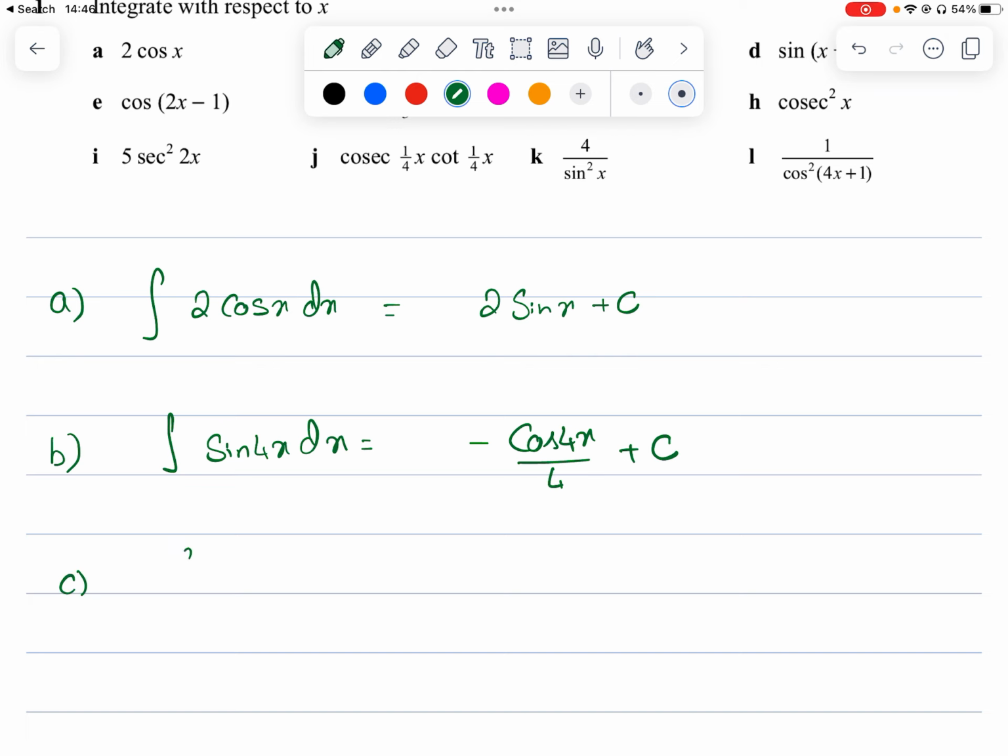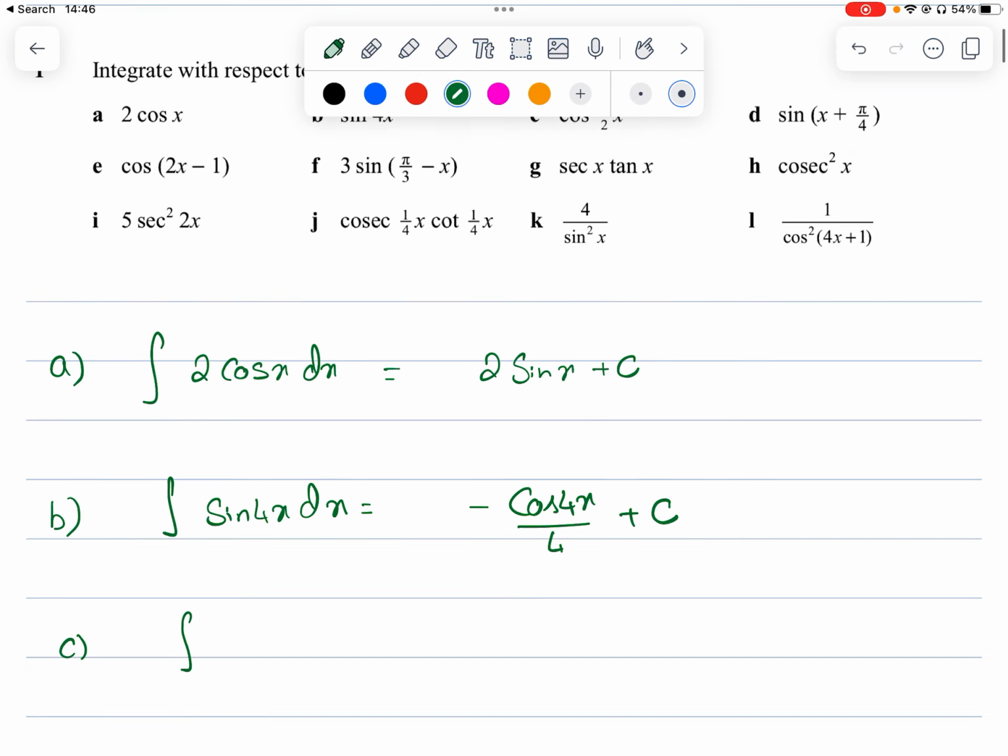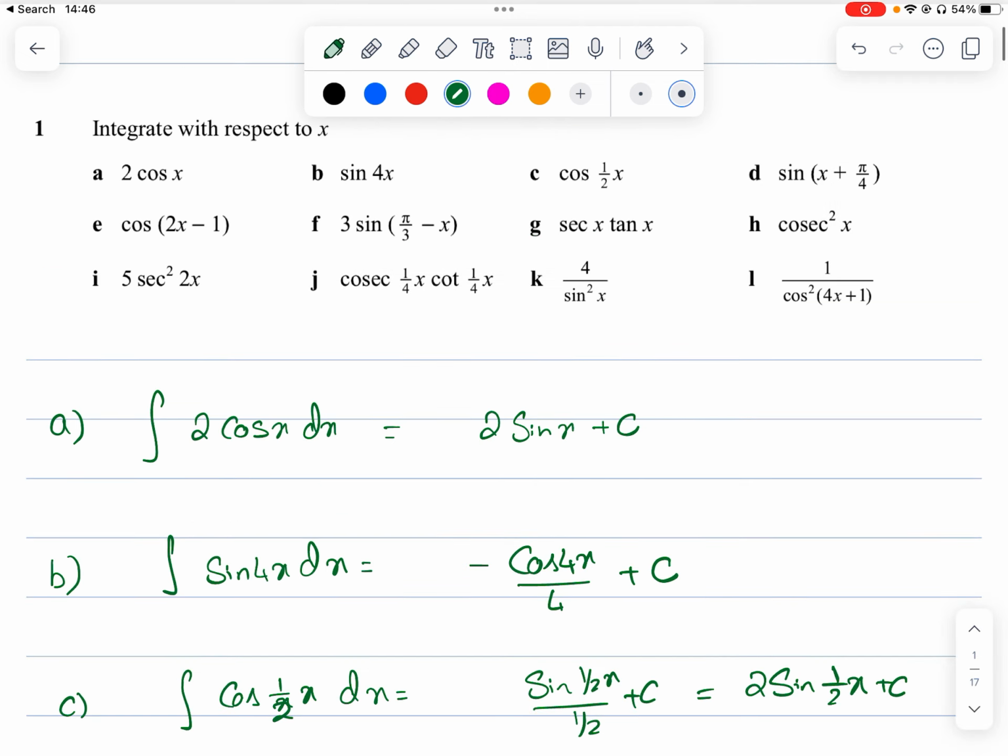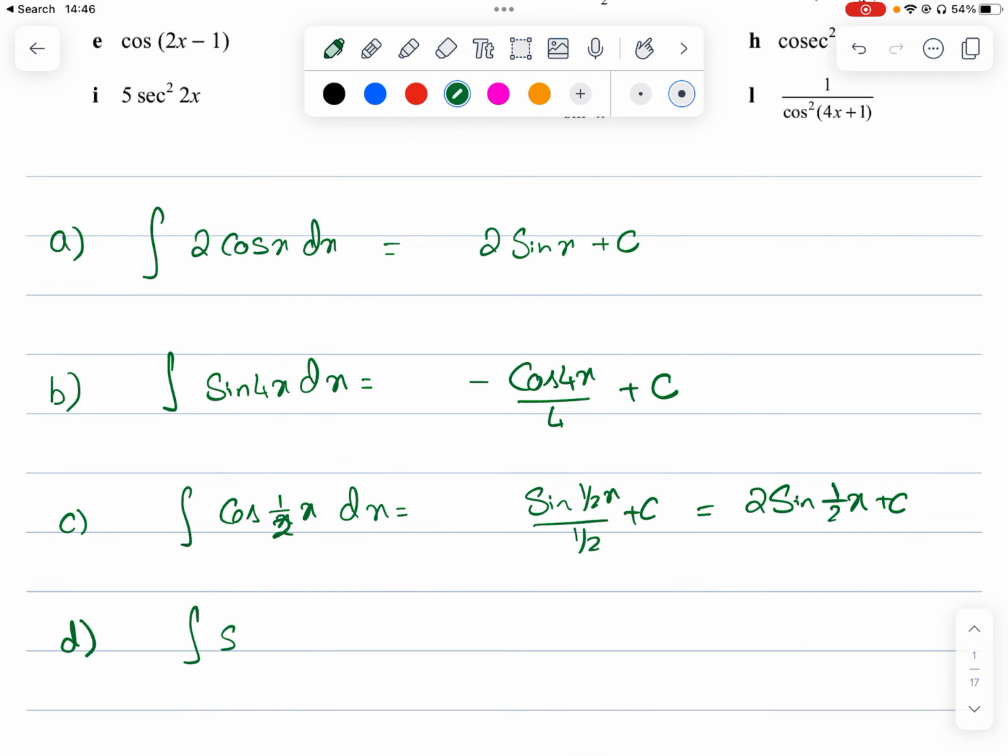Then part C, integral of cosine half x dx. Cosine half is nothing but what? Sine half x divided by half plus c, which I simplified becomes 2 sine half x plus c. Now part D, integral of sine of x plus pi upon 4. So sine integral is nothing but what? Negative cosine of x plus pi upon 4 plus c.